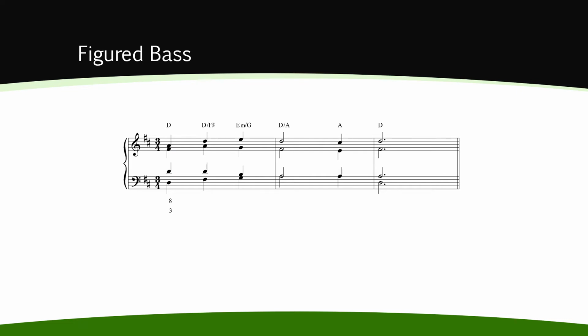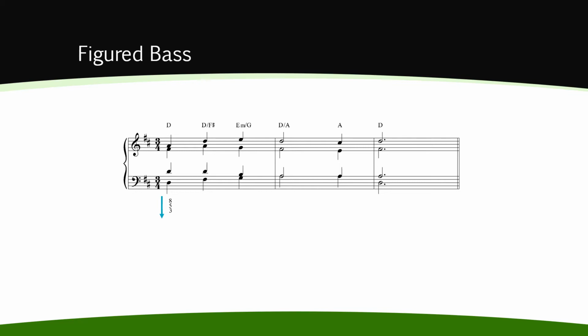The distance between the bass and the pitch in the soprano is a generic compound fifth. Again, for figured bass, we just indicate the generic simple interval size. Note that the numbers in the figured bass are stacked from highest to lowest. Let's look at the next chord.